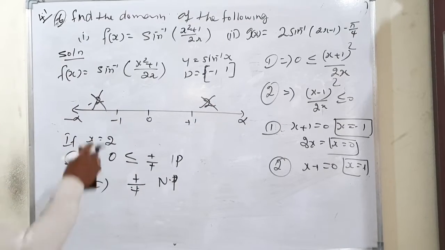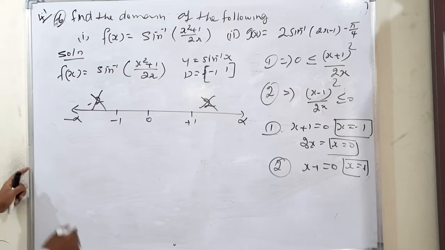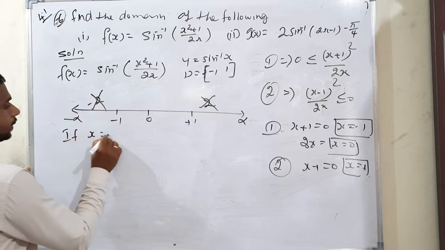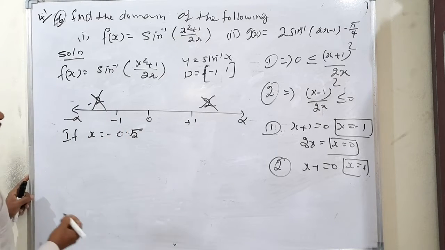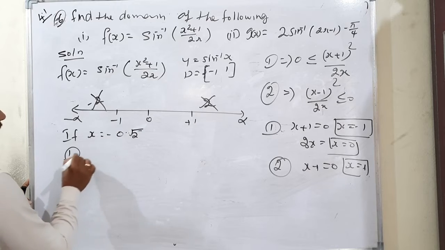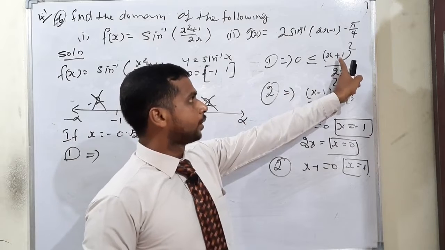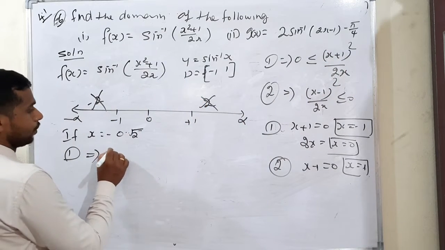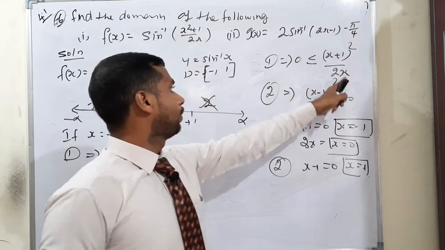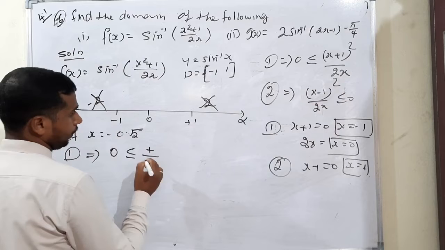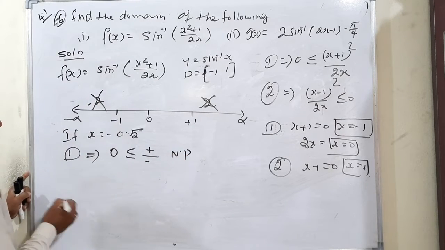Then interval negative 1 to 0. Negative 1 to 0 means if x is equal to negative 0.5, what will happen? So negative 0.5, case number 1. Negative 0.5 plus 1 means positive 0.5, the whole square means positive value, 0 less than or equal to positive divided by the denominator, which is a negative value, isn't it? So here also definitely we can say not possible, no, 0 less than negative value is there.